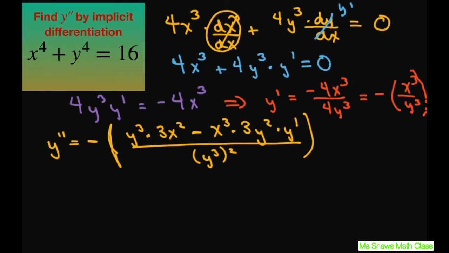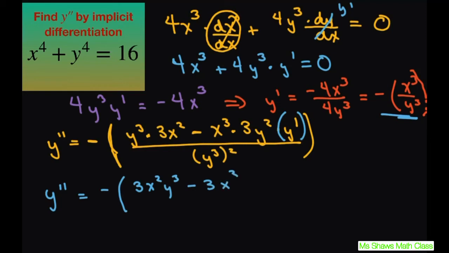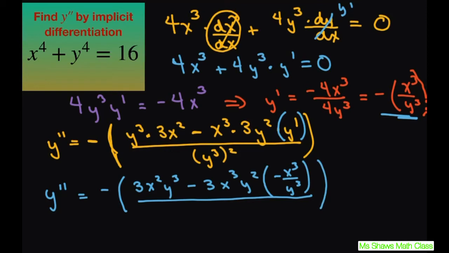All right, let's simplify this. I'm going to simplify this and also substitute my y prime in, which is this. So we have our second derivative equals negative, and this is going to be 3x squared y cubed minus 3x cubed y squared times negative x cubed over y cubed, all divided by y to the sixth.